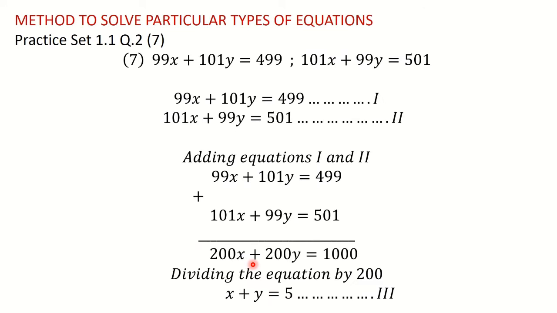Then next, that is the particular type of equation. For that purpose, I have solved this one question from practice set 1.1, question number 2, sub question number 7. That is solved by me. You will observe that here the coefficients are interchanged. You can observe 99 here and 99 here, 101 here and 101 here.